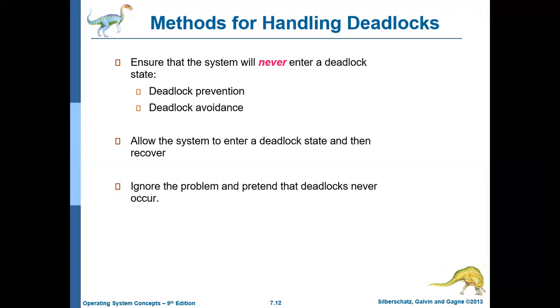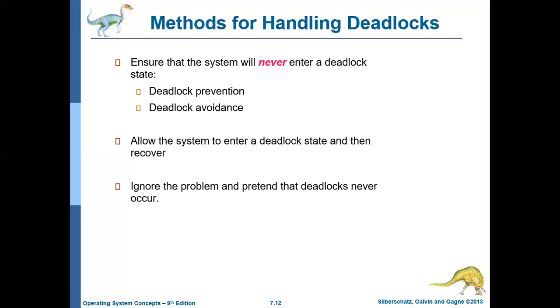The first method is preventing or avoiding the deadlock, that is, to make sure that the system will never enter a deadlock state. The second method is to allow the system to enter the deadlock state and then recover from that. And the third method is to ignore the problem itself and pretend as if deadlock has not happened. You might be wondering how the third case will work.